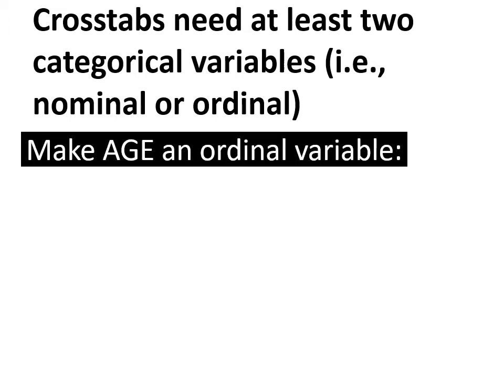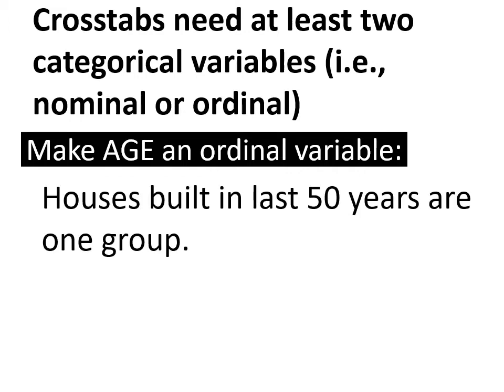So we can make age an ordinal variable in our example. So we could say houses that are built in the last 50 years fall into one group. So for instance, if we count the number of houses that are 50 years or younger, according to my calculations, there were 9 of those. Hold on, let me start again. Okay, so 14, 25, 18, 13, 19, 1, 2, 3, 4, 5. There's 5.